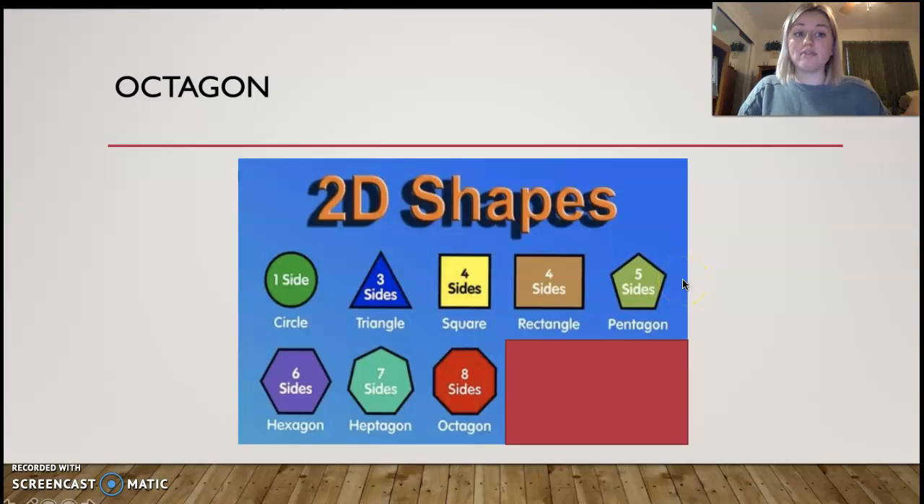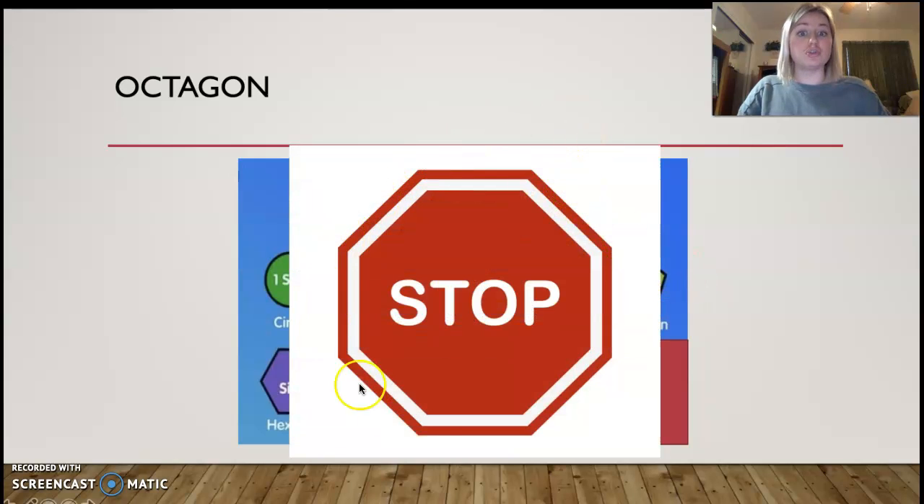And there's one very specific picture that I'm thinking of that an octagon has. So an octagon is a stop sign. And I'm sure that you've seen one of these driving in a car before. A stop sign has 8 sides. So let's count that together. 1, 2, 3, 4, 5, 6, 7, 8.